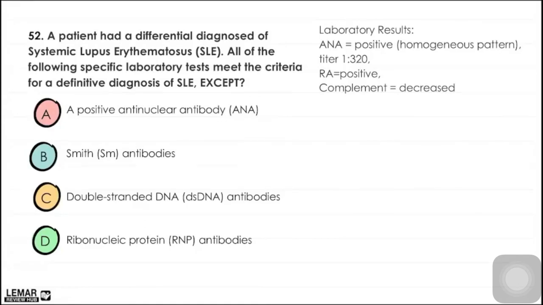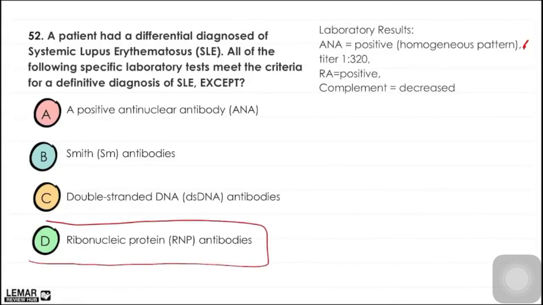So, the choices are A, positive anti-nuclear antibody, B, Smith antibodies, C, double-stranded DNA antibodies is present, and D, ribonucleic or RNP antibodies is present. So, remember in SLE, RNP antibodies are not specific. Ribonucleic protein antibodies in this case is an exception. All of the following choices except letter D is associated with a definitive diagnosis of SLE.